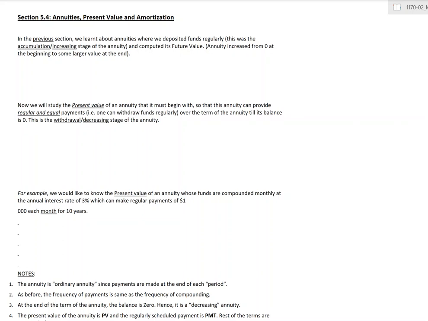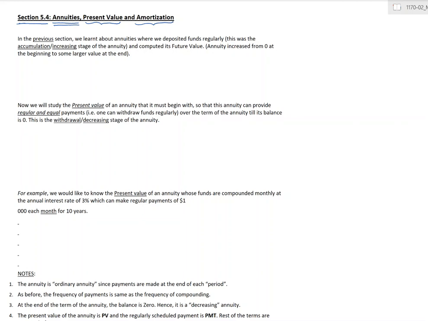Okay, we'll start with section 5.4, which is the last section of this chapter, and this is also on annuities, but we'll study the present value problem and the amortization problem.